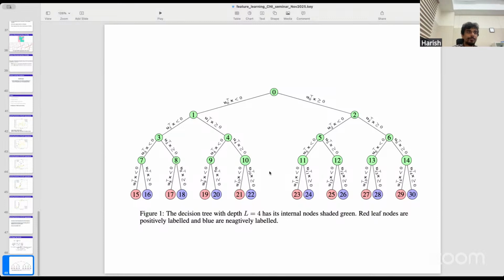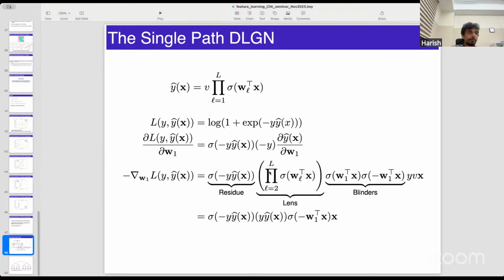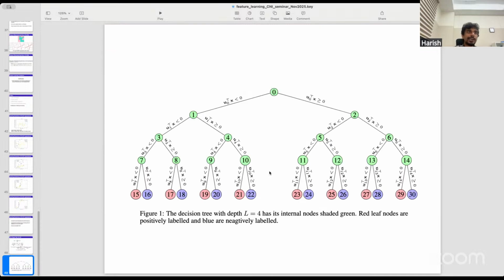At least in this setup, it makes a lot of sense to set the number of layers of the DLGN to be equal to the depth of the decision tree. And why is that? Because if you have fewer layers, your model does not have the expressive power to express your decision tree. If you have more, it doesn't really help, but it doesn't hurt either. And that's visible in your empirical results.